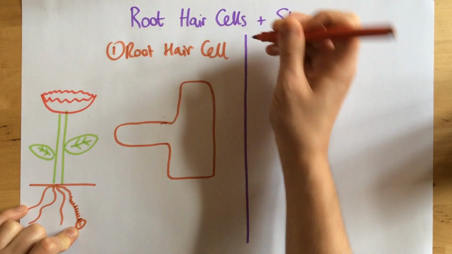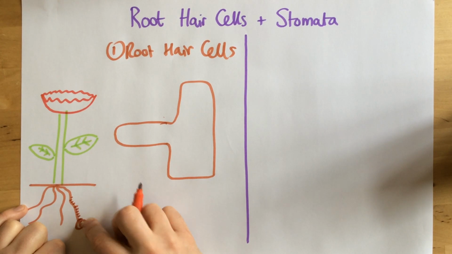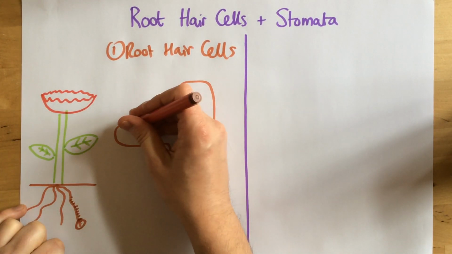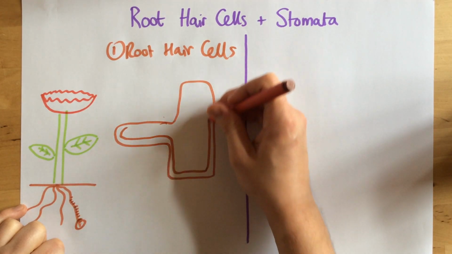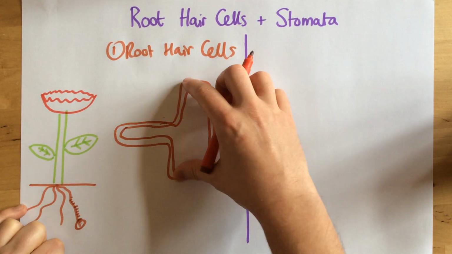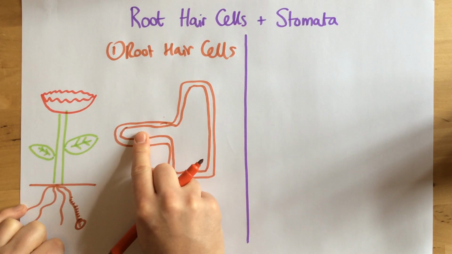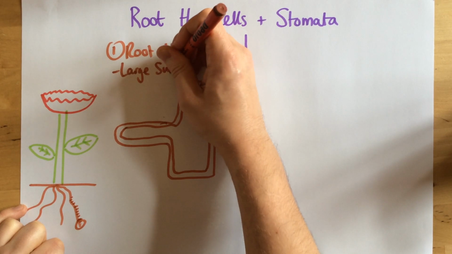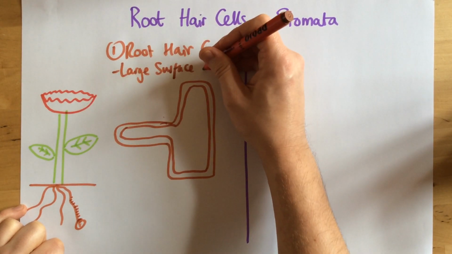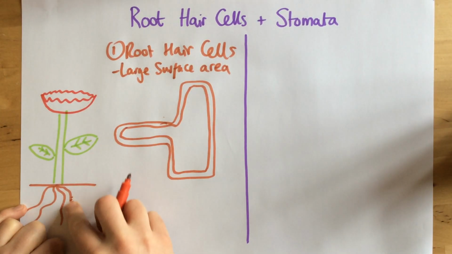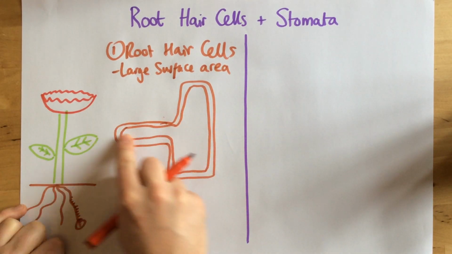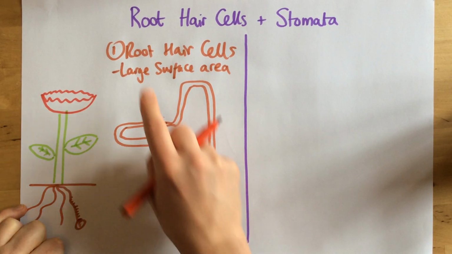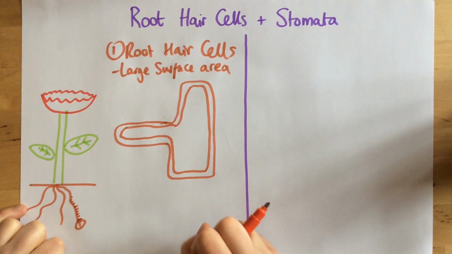Now the whole purpose of the roots of a plant is for absorption of important substances for the plant. So we're going to look at a couple. Now the reason why root hair cells have this long protrusion here is in order to have a large surface area. By having millions of these little hairs, all with these protrusions like this, it means there's a large surface area for lots and lots of absorption.